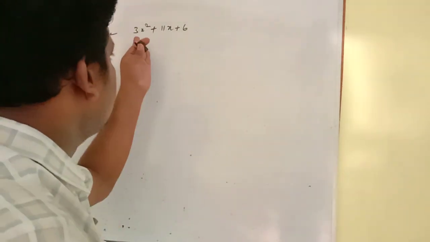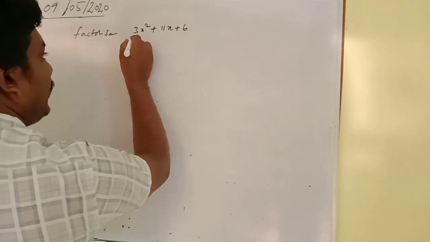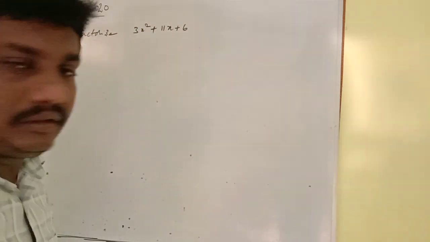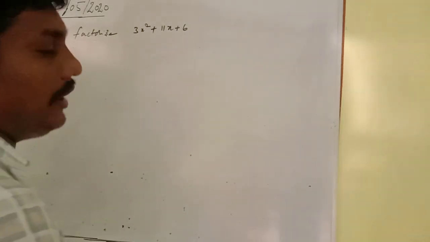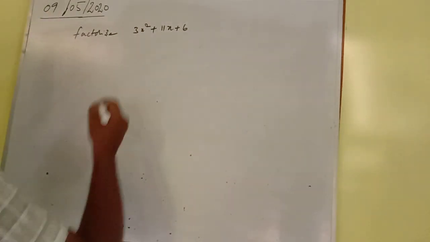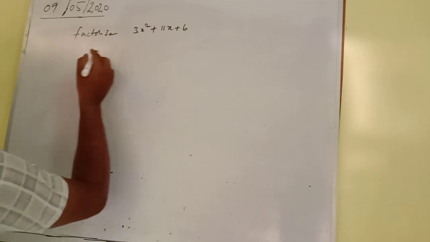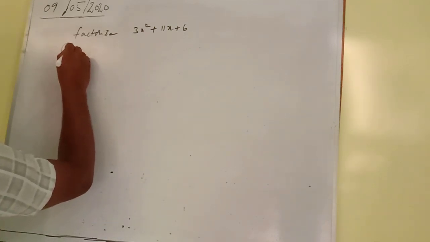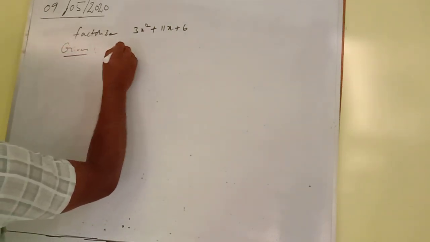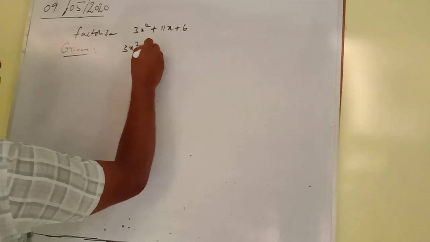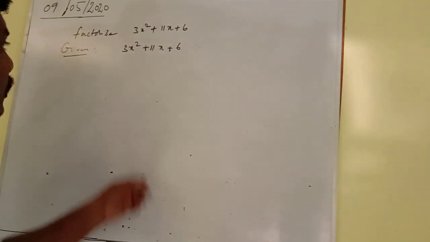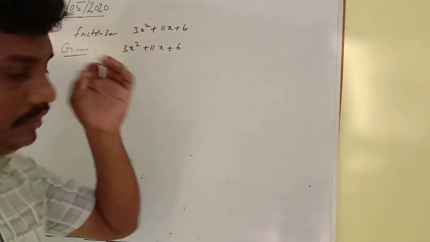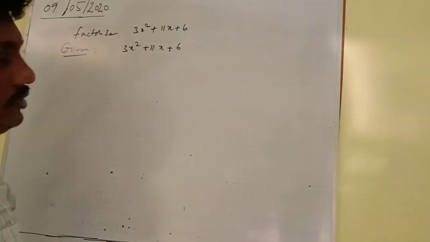Now factorize 3x square plus 11x plus 6. So how do we find the factors of this algebraic expression or polynomial? Given 3x square plus 11x plus 6, only 3 terms are there. We need to split the middle term.